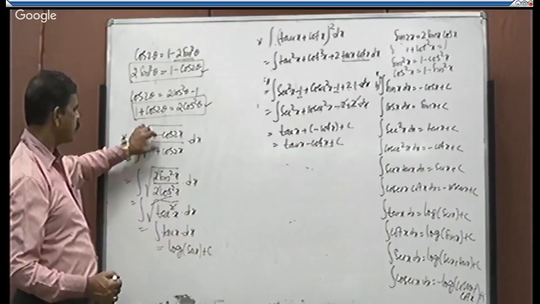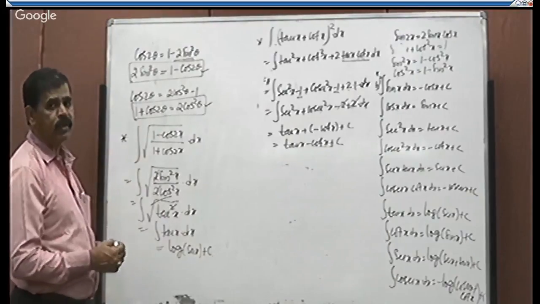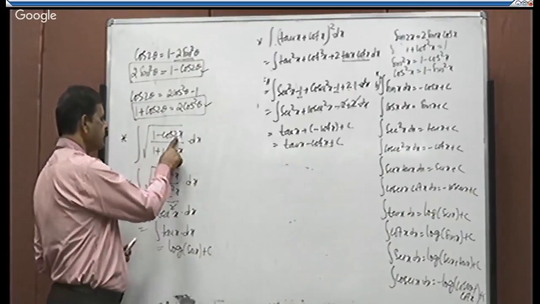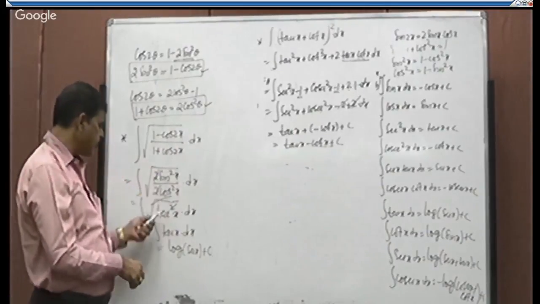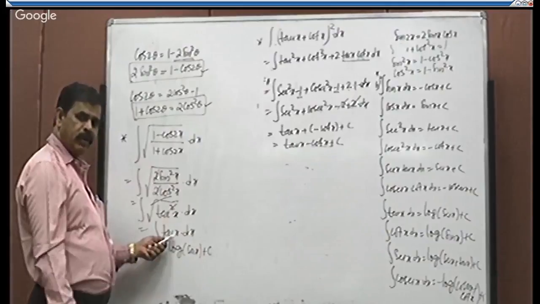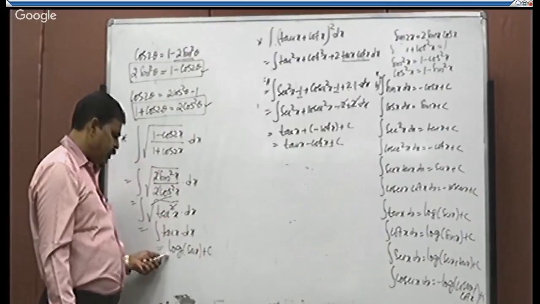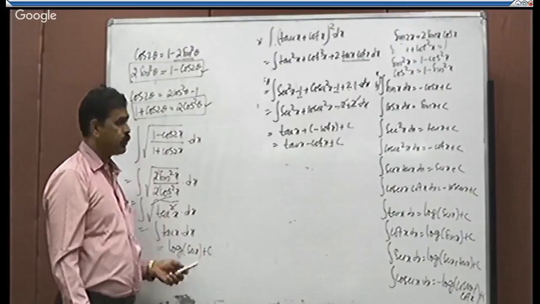In this problem, if the signs are interchanged, numerator is 1 plus cos 2x, denominator is 1 minus cos 2x. So answer will be what? Integration of cot x. Integration of cot x is what? Log of sin x. Right?